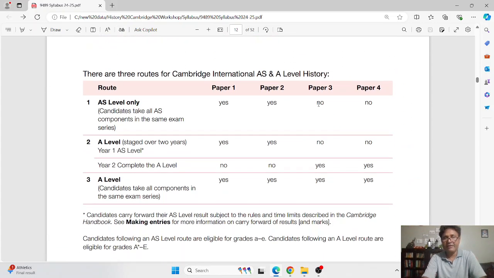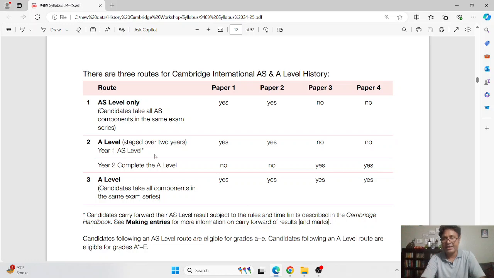Okay, now we have the routes for A Level. Basically, we have three routes. A candidate can appear in one option. Now, Route 1: according to Route 1, a candidate can appear for two papers, Paper 1 and Paper 2, in the same exam series. So this is called AS Level only. Now we have the second route, and that is called A Level. This is again on a yearly basis.